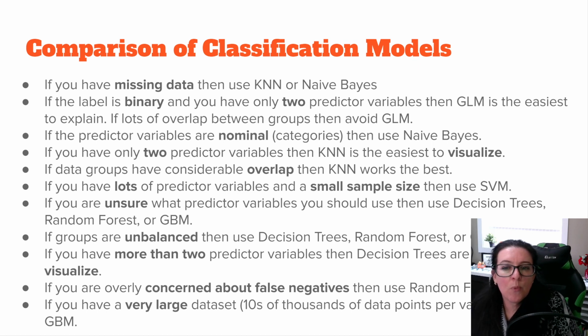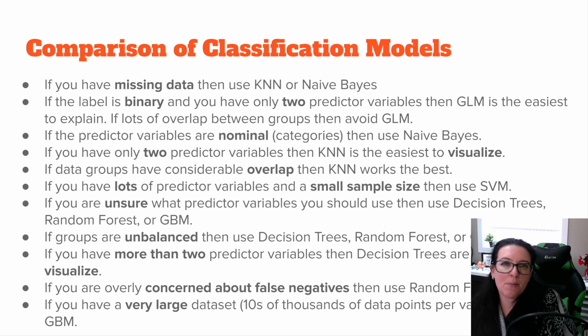If you have more than 2 predictor variables and you want to show visually the classification system, then you're going to need to use decision trees. And we're going to look at decision trees in just a moment. The other two, random forest and gradient boosting machines, are a form of decision trees. They can't be visualized like the traditional decision trees approach.